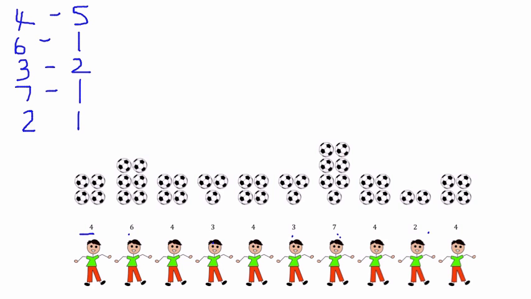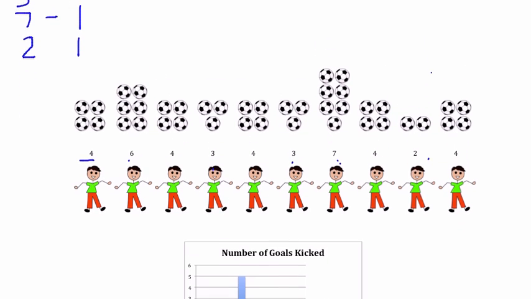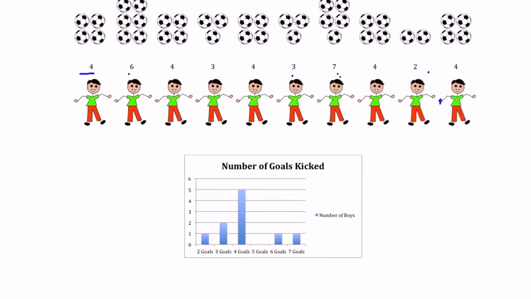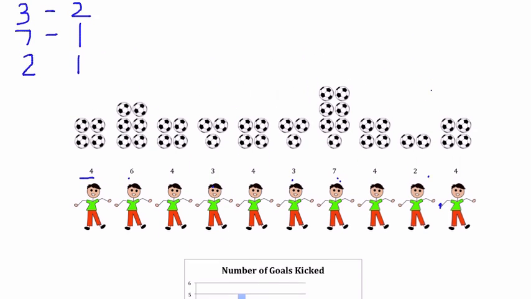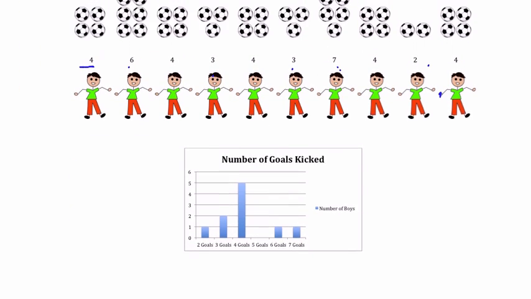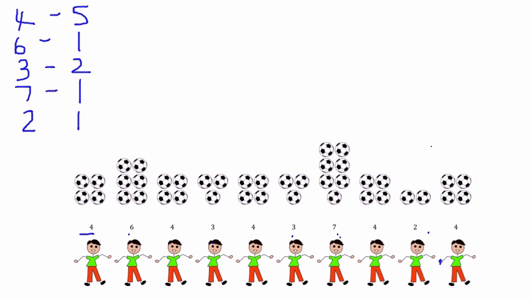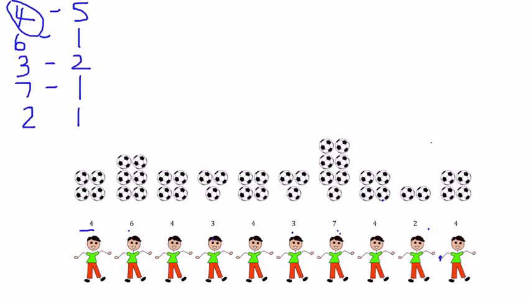Okay, so if we were to represent this data from the soccer game in a table, it would look like this. So if we just go back up for a second, the value that has occurred most is 4. So there were 5 boys who scored 4 goals. So let's go down and have a look at the table.